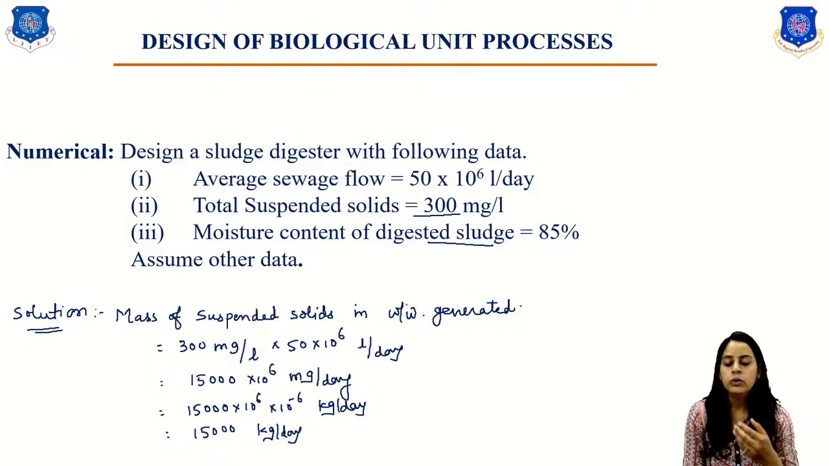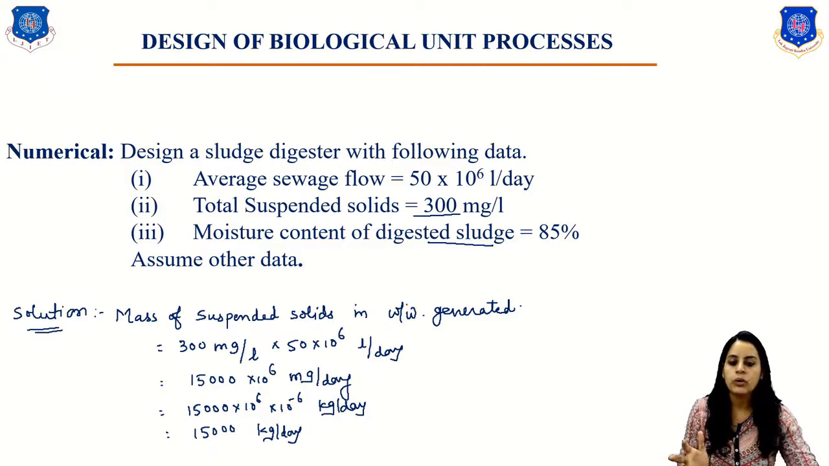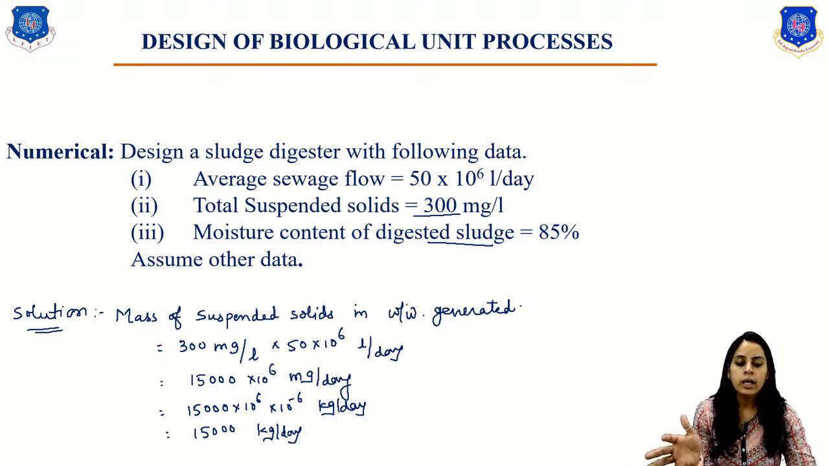Okay, here on screen you can see the numerical given for the sludge digester. First of all, the data: design a sludge digester with the following data. Here in the data, the given value is average sewage flow, which is 50 × 10^6 liter per day.